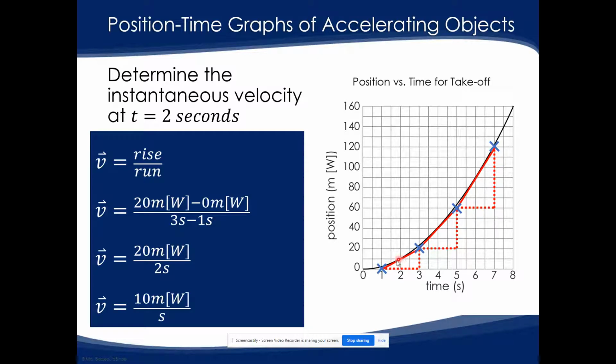So on a piece of paper, if I draw this out, I would hit down here at 1, 0, and then up here also at 3, 20. So using that with our rise over run equation, my d2 was my 20 meters west and my d1 was 0 meters west. And then my time ended at 3 seconds and started at 1 second. So when I calculate that, the instantaneous velocity at this spot where I'm touching 2 seconds on the graph is going to be 10 meters west per second.